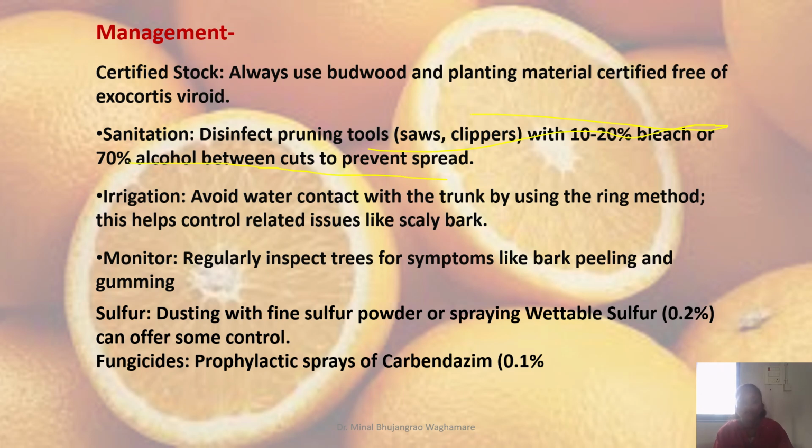Also, we have to go for proper irrigation by the ring method, because the ring method avoids contact of the water with the trunk, and due to this the chances of disease occurrence are reduced. Coming to the next, regularly inspect the tree for symptoms like bark peeling and gumming.